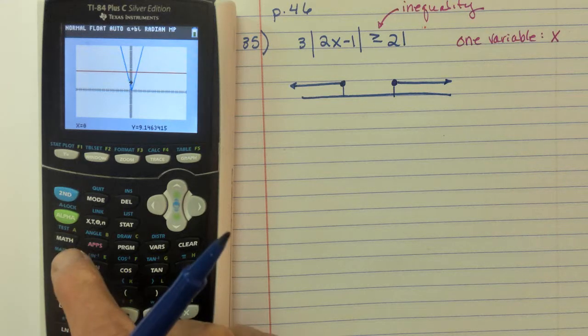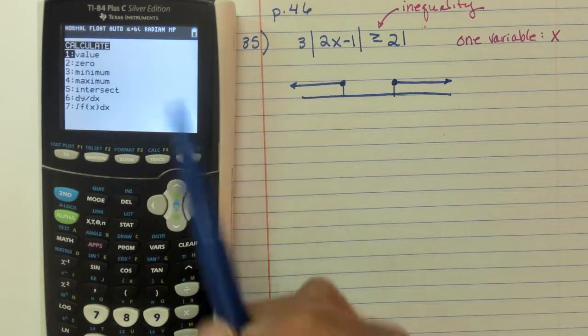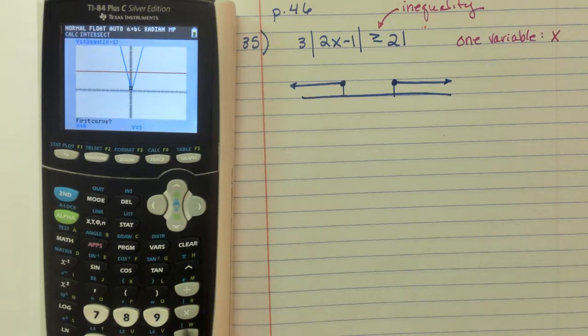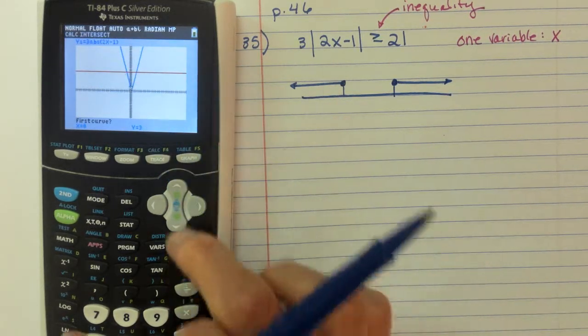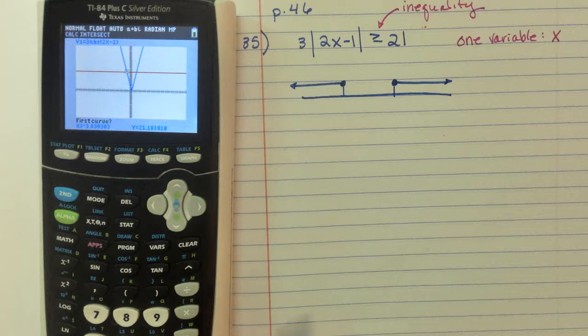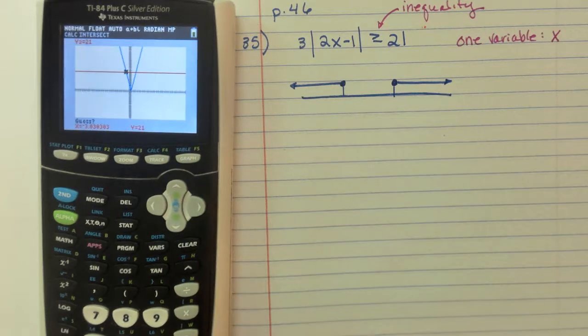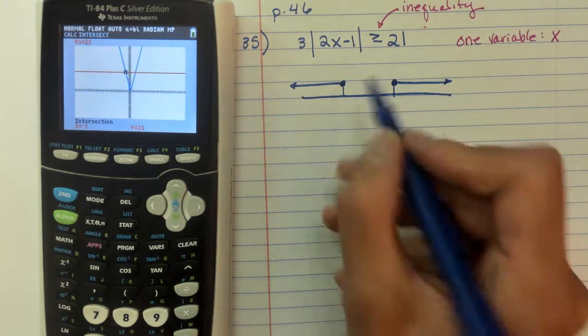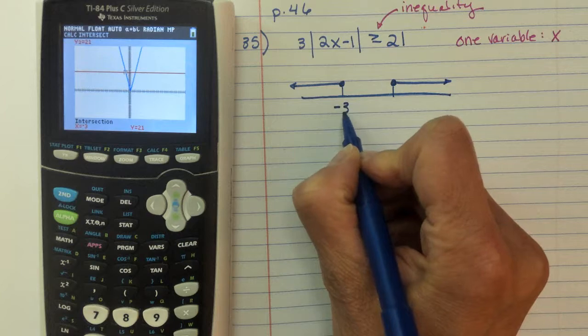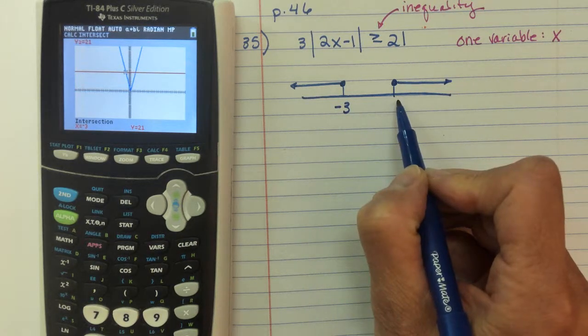So again, what am I going to do? I'm going to do second trace intersect, which is number 5. I want to move my cursor over to the side that I'm interested in. I'm interested in over there. So I'm going to push enter, went to my second curve. It's where I want it. Enter, enter, and look at that. That happens to be -3. Nice. So let's try this one.